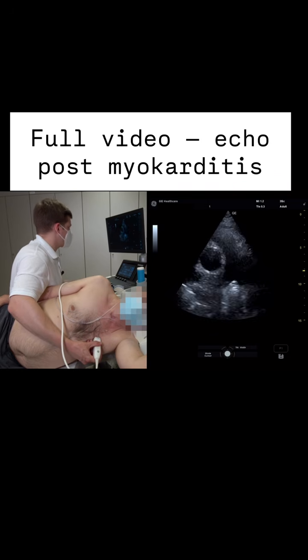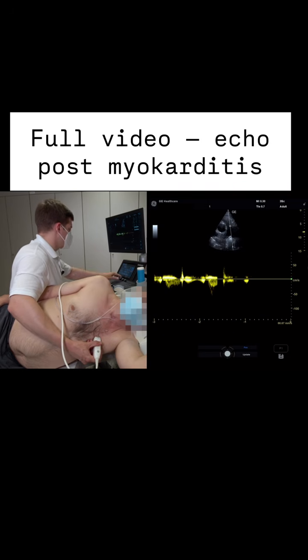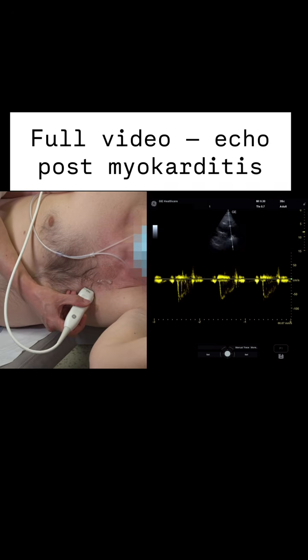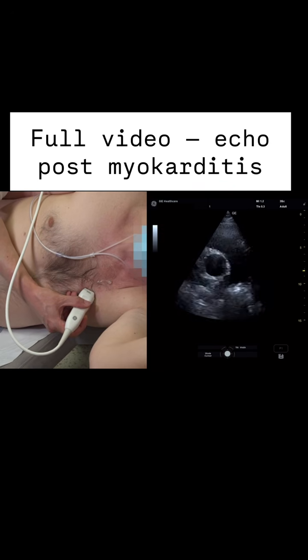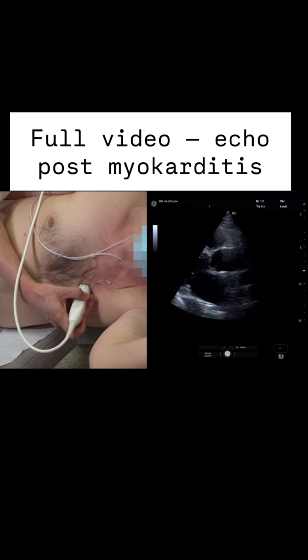To continue the exam, we also place a pulse wave Doppler. The volume is a little bit too loud, so we reduce the volume a bit. And we do see no sign of pulmonary stenosis. We can also measure, or try to measure, the pulmonary acceleration time in this view. Let us go back to the parasternal long axis view.